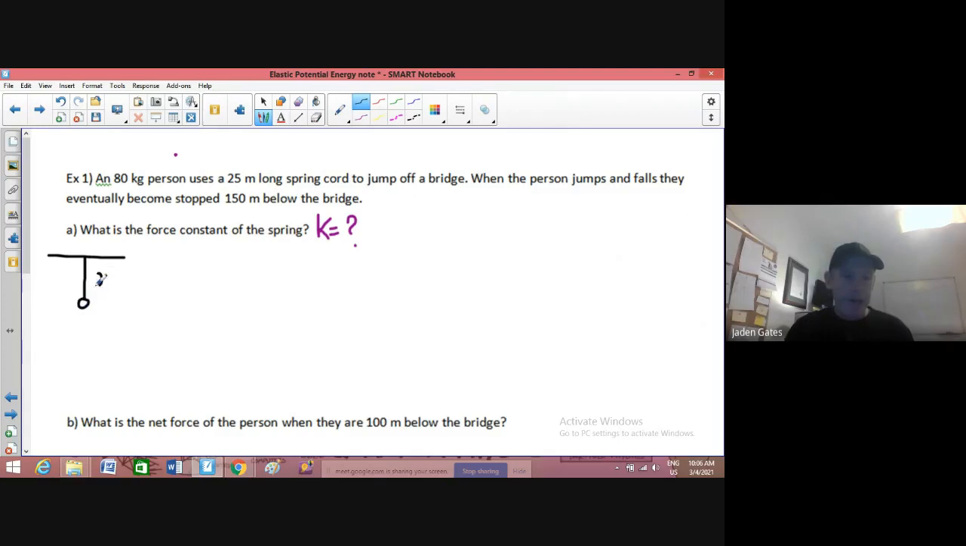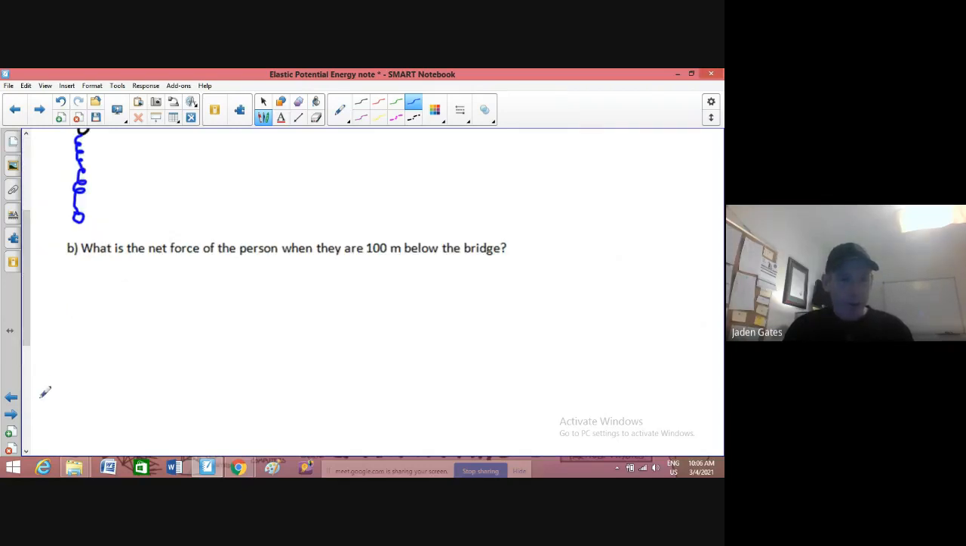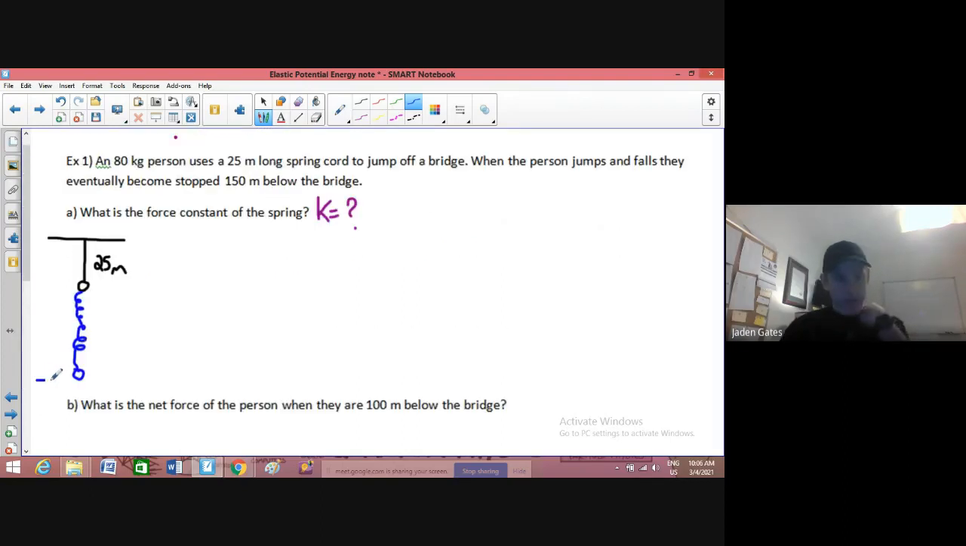It hangs down. It's 25 meters long. Now, this person jumps, and this bungee cord expands all the way down, and then it hits right in here, where it gets this far down. And this is now 150 meters below the bridge.